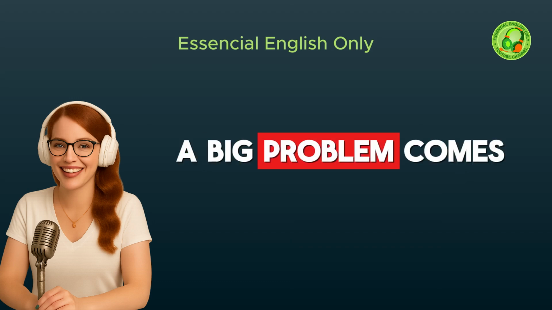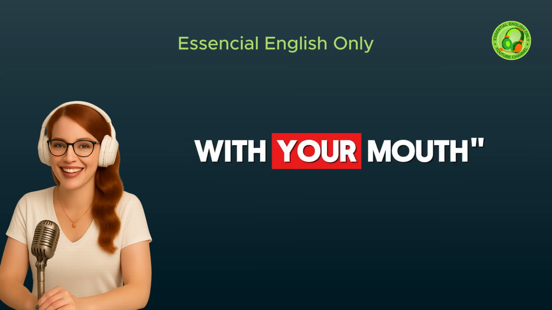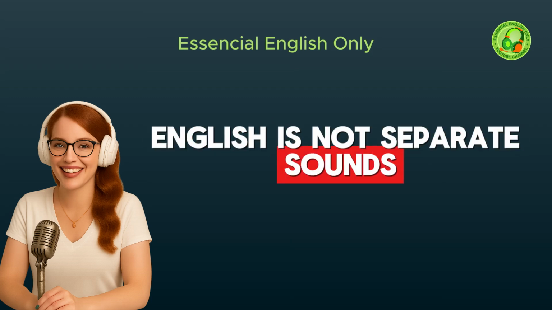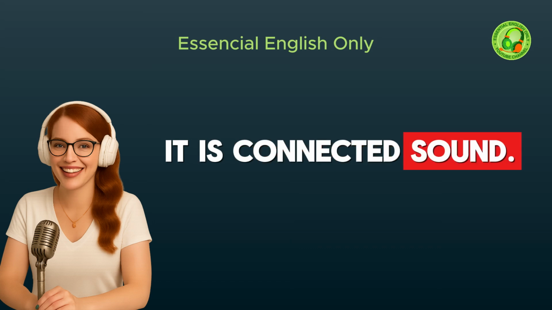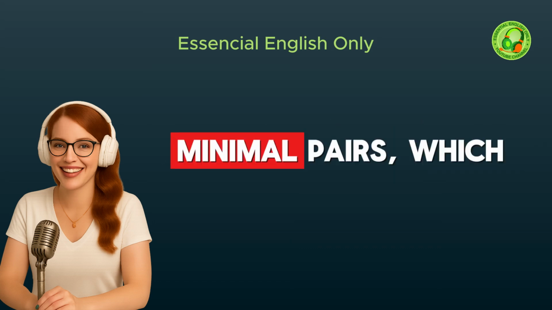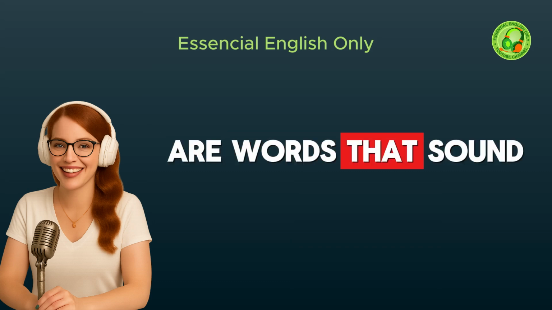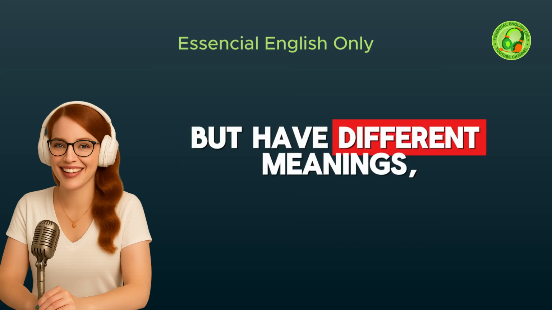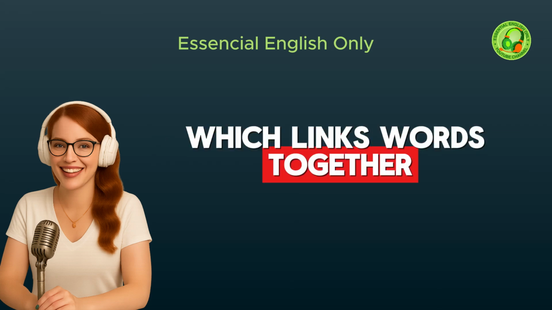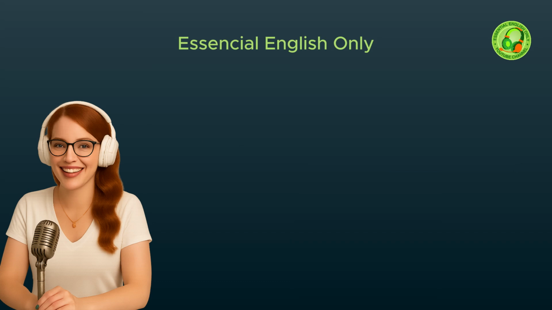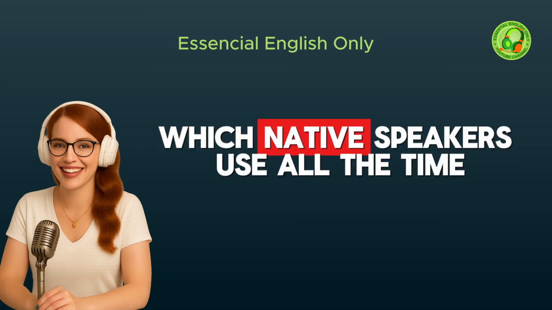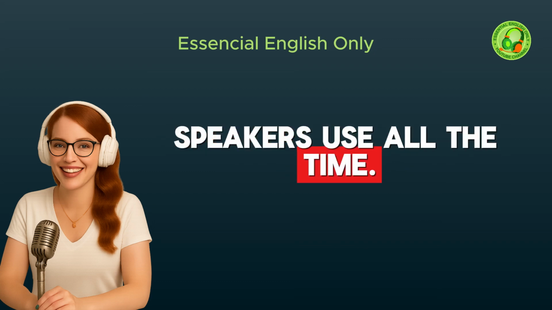A big problem comes from trying to spell with your mouth while speaking. English is not separate sounds, it is connected sound. That's why we are going to train two pillars: minimal pairs, which are words that sound very similar but have different meanings, and connected speech, which links words together and removes pauses. After that, we will add contractions, which native speakers use all the time.